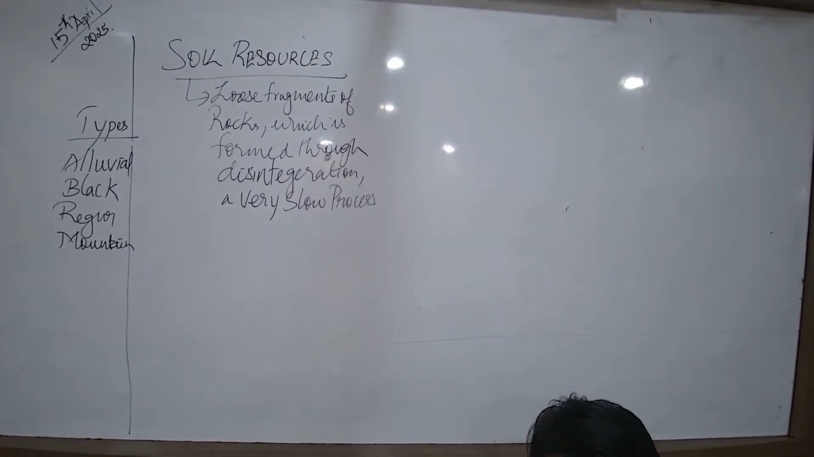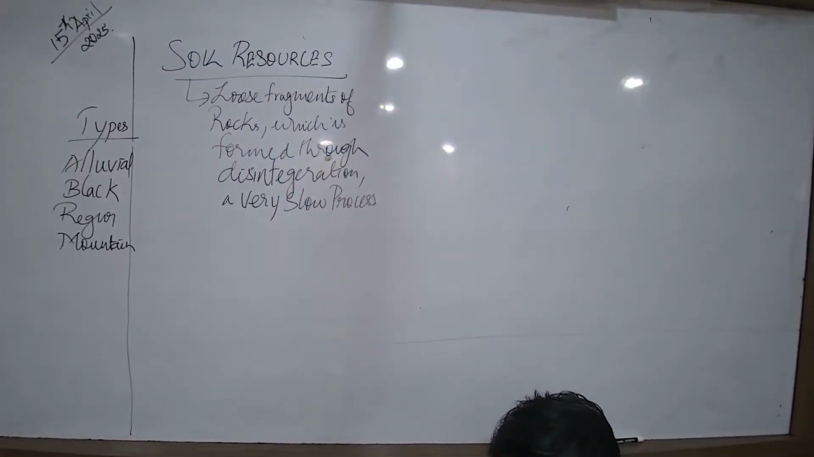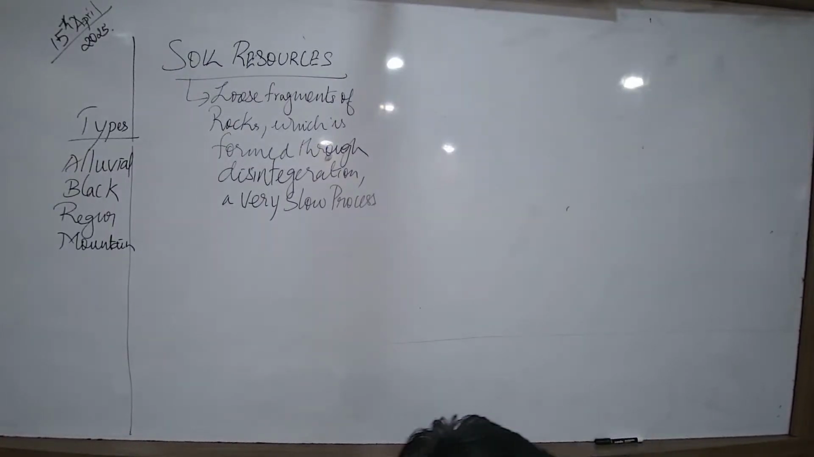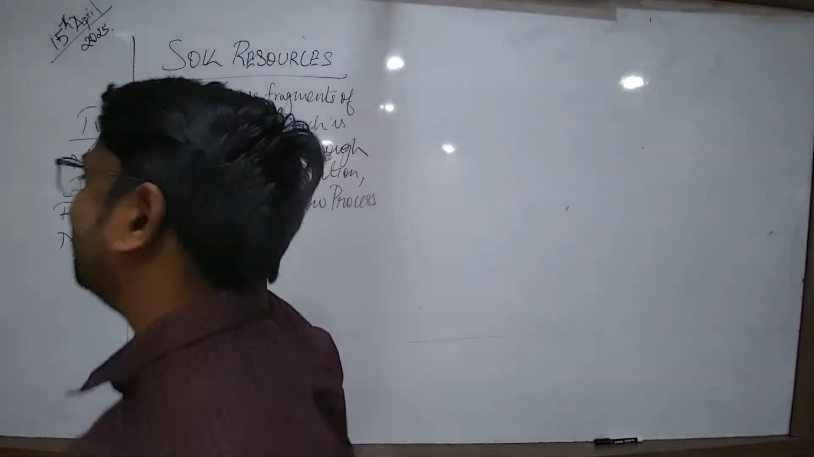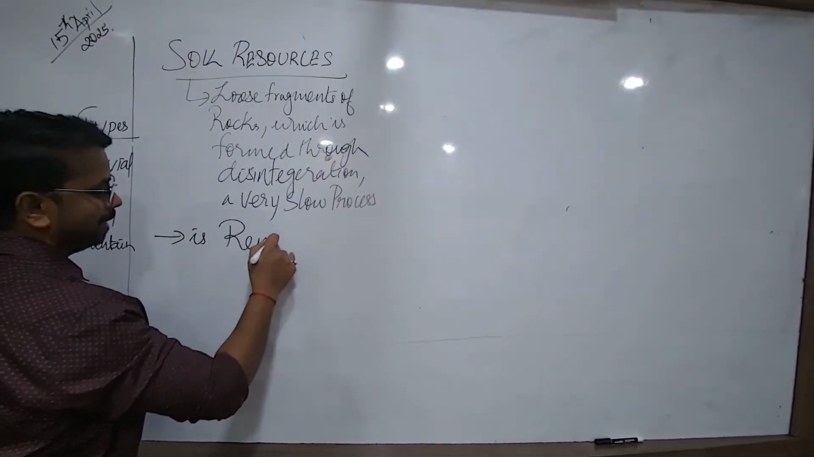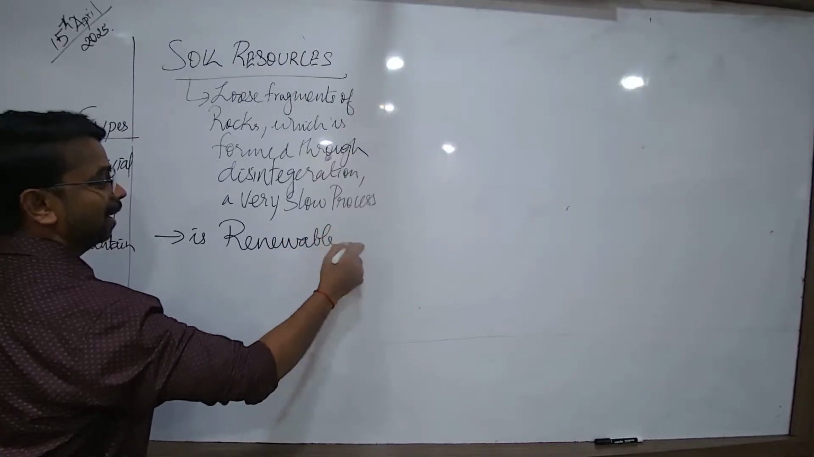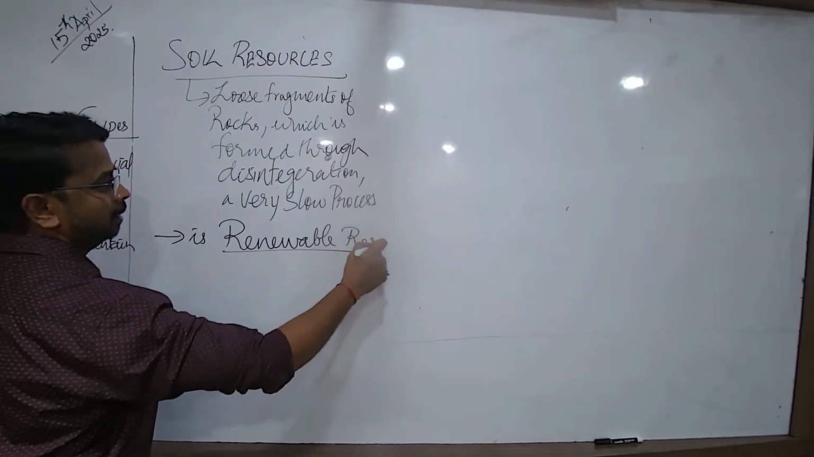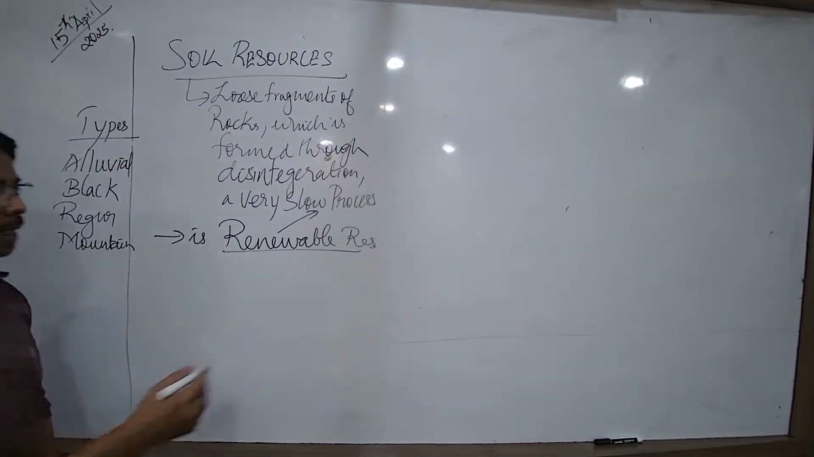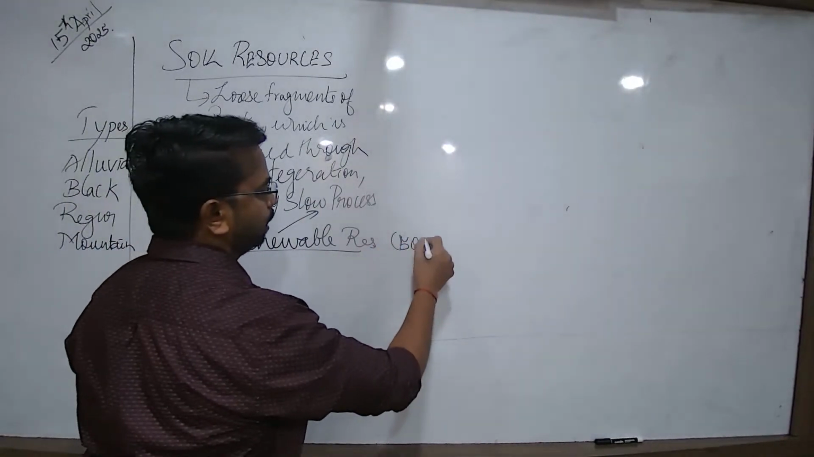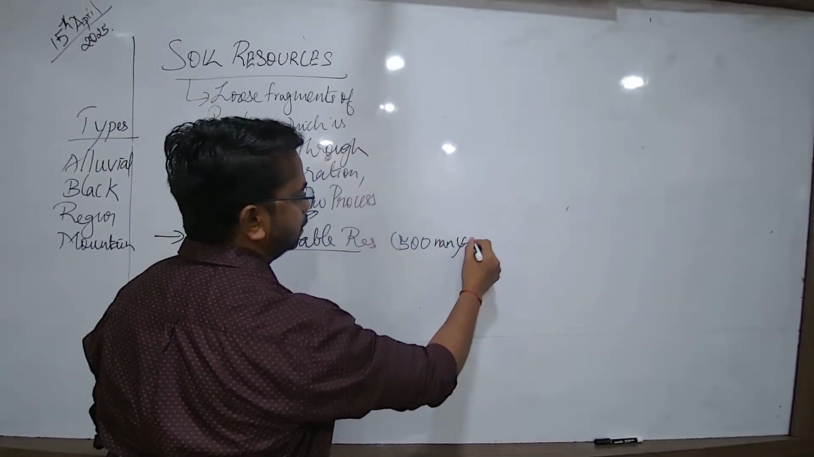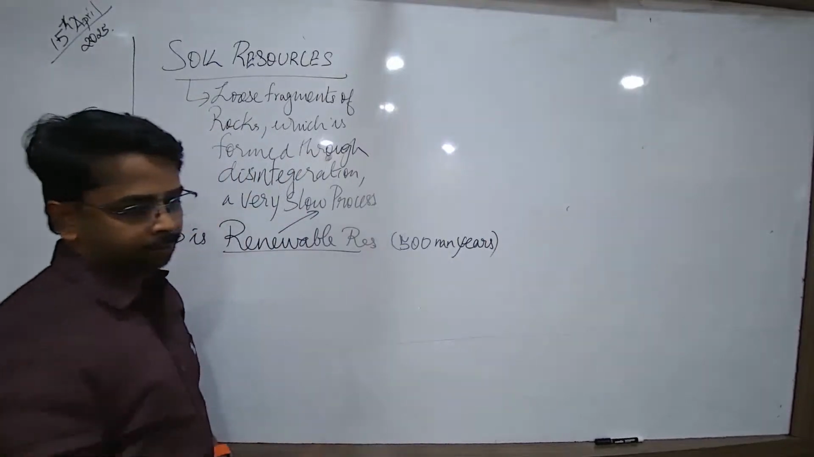Is it renewable or non-renewable? Smile will tell me. Non-renewable, sure. Very good, yeah. My dear student told me, non-renewable. Why do we consider it as non-renewable? At minimum, approximately, I cannot say exactly, how much is it? 500 million years. Do you really think we have time like this?